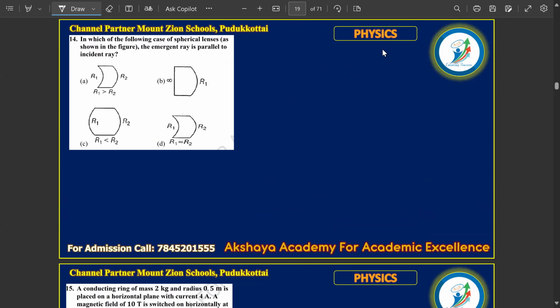Question number 14. In which of the following cases of spherical lenses, as shown in the figure, is the emergent ray parallel to the incident ray? The answer for this question is nothing but, directly we can write, option D, because here in the case of the concave and convex parts of this lens, both R1 is equal to R2, both the radii of curvature are equal. So the emergent ray will be parallel to the incident ray.